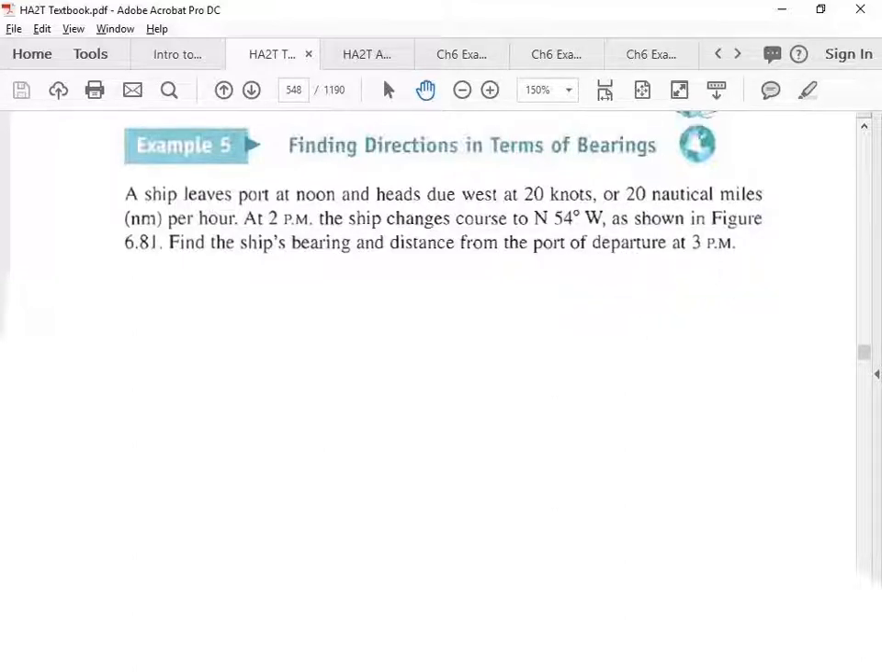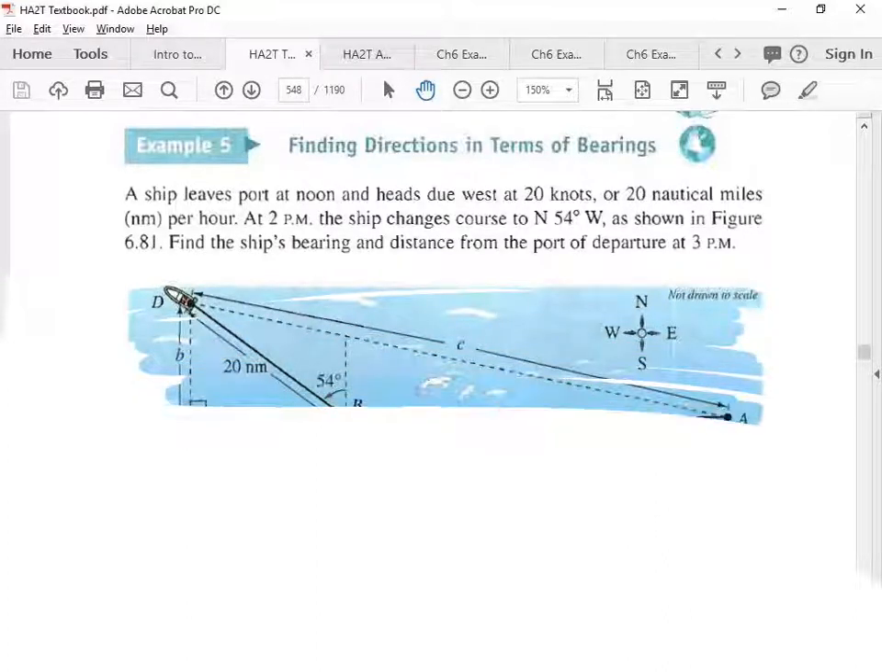Find the ship's bearing and distance from the port of departure at 3 p.m. So now we're at 3 p.m. How long did the ship travel this direction? 1 hour. Just 1 hour. And it's still going 20 nautical miles per hour, so that should be a distance of 20. So let's see what our picture looks like.